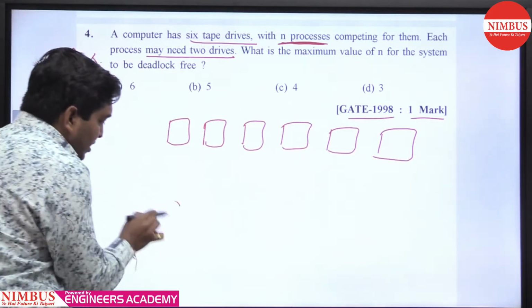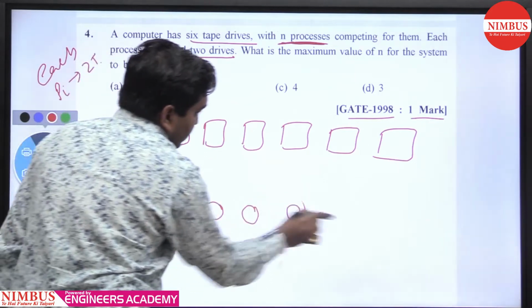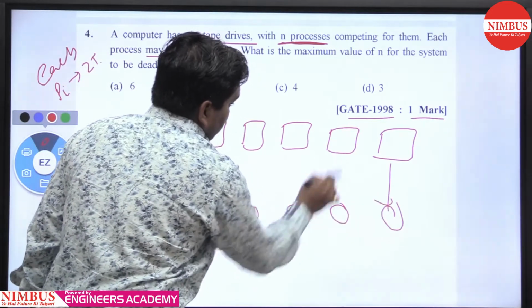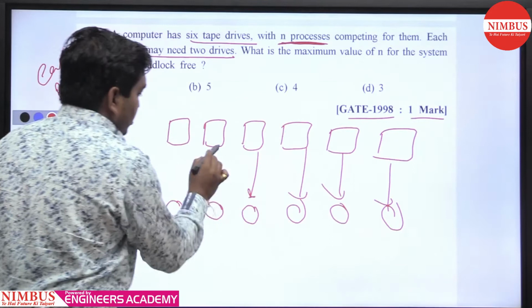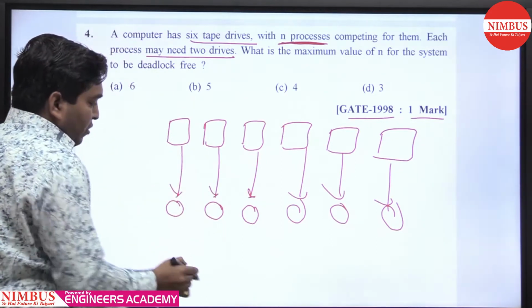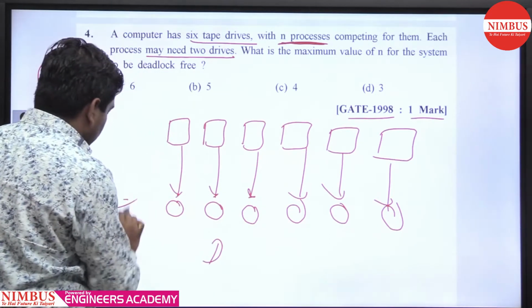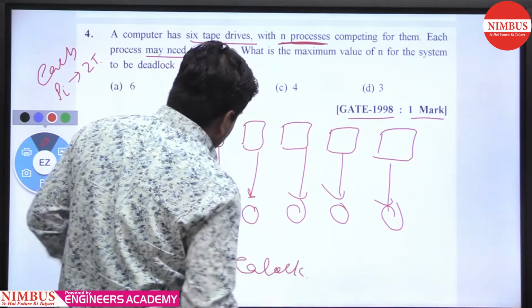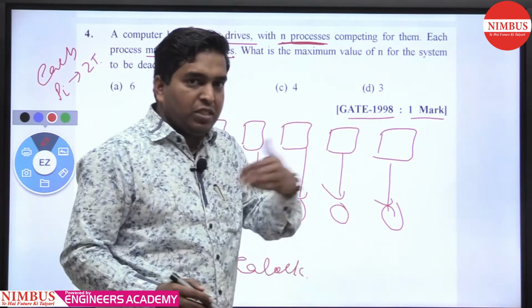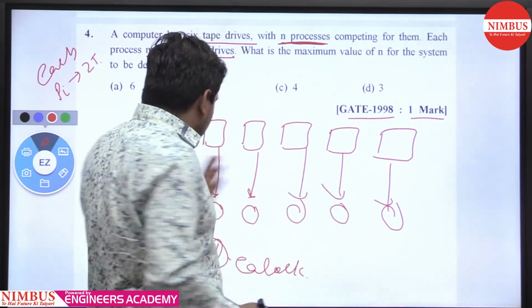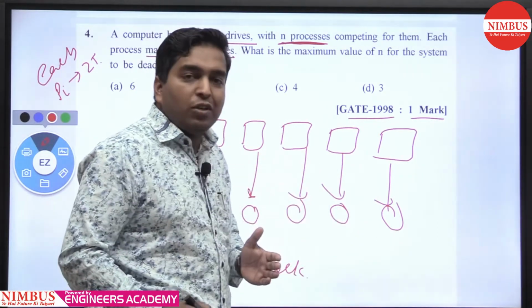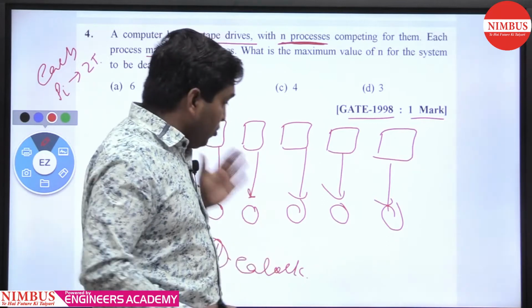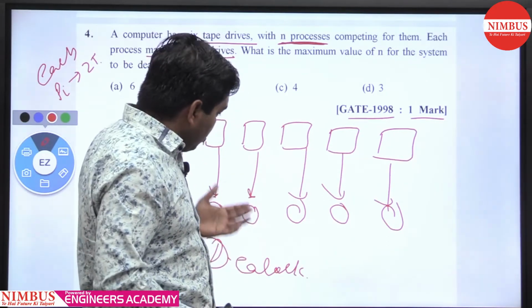Let's suppose we take 6 processes in the beginning, and each process takes 1 resource. Then what will happen? If we take N equal to 6, then the system is in deadlock, because each process takes 1 resource, and out of 6 no process can go into execution. All processes get stuck and blocked, so a deadlock arises.